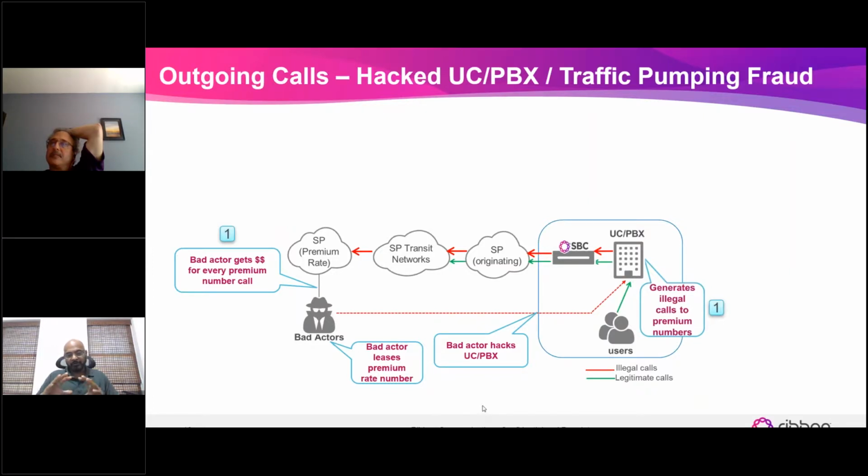So now if it were just the SBC, doesn't matter if it's a Ribbon SBC or a third-party SBC, then the SBC cannot detect this kind of fraud because it doesn't happen at the SIP layer. It really happens at the application layer.